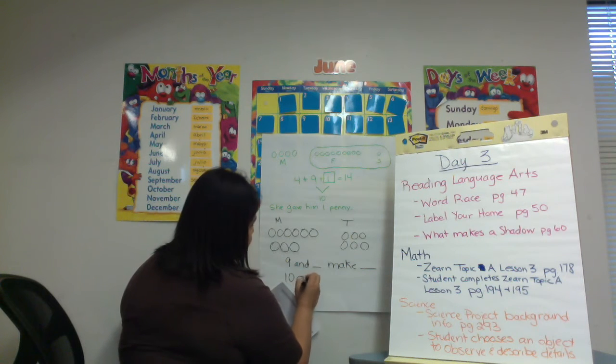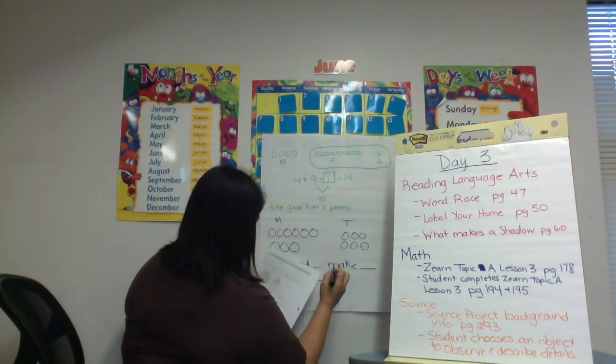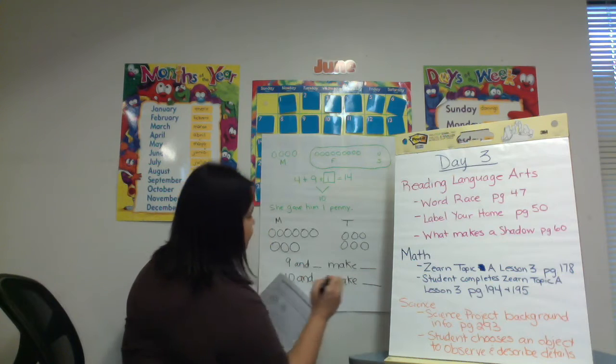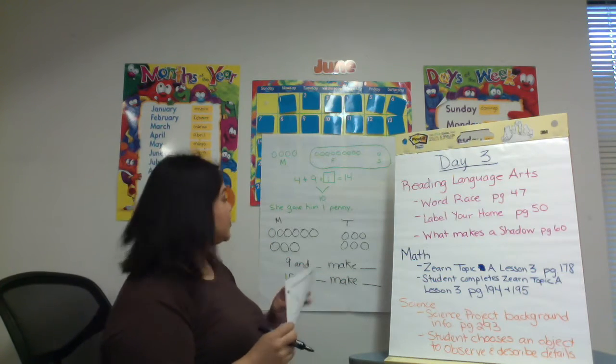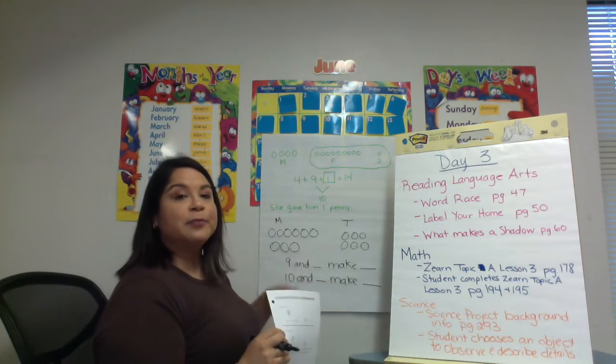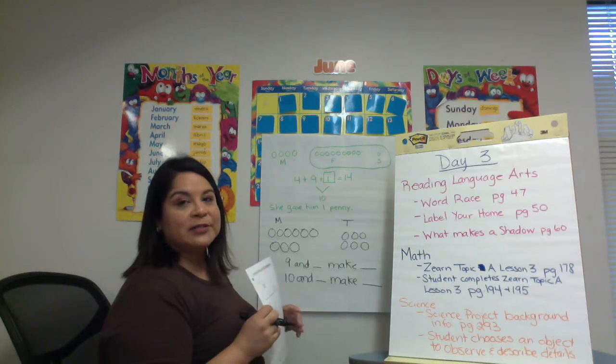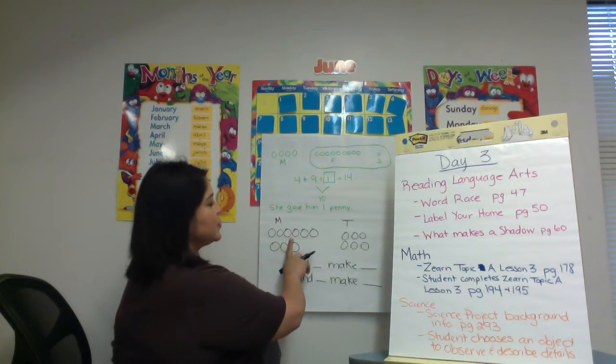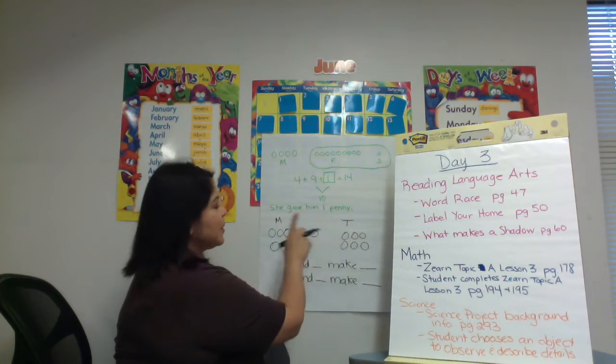10 and blank make blank. Right? This is what you have. So remember in the previous lessons, the main point is for you to make 10. So we're going to go ahead and do the same thing. Use some from here and there to make 10.